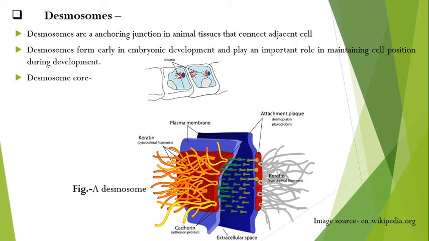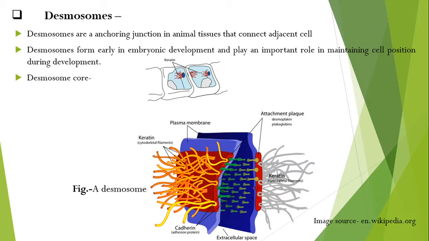See in the diagram, there is keratin protein, which is a cytoskeleton filament. Blue in color is the plasma membrane of two adjacent parallel cells. See the attachment plaque, which has desmoplakin and plakoglobin. Keratin is the cytoskeleton filament, and cadherin is the adhesion protein, the sticky protein.